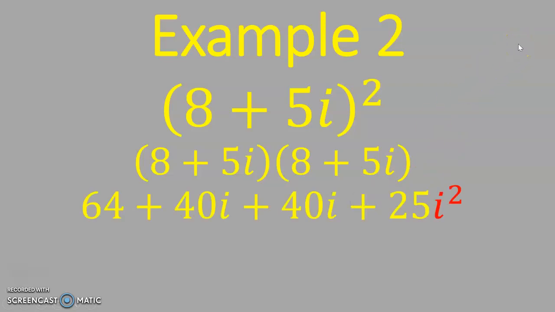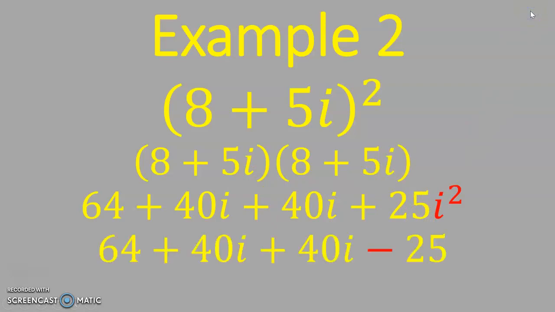Okay, did you get this for that product? 8 times 8 is 64, 8 times 5i is 40i, 5i times 8 is 40i, 5i times 5i is 25i squared. Notice again we put in red the i squared. And notice the consequence, that becomes -25. The i squared is gone, but the i's are still there. And finally 39 plus 80i. So that's multiplying complex numbers.